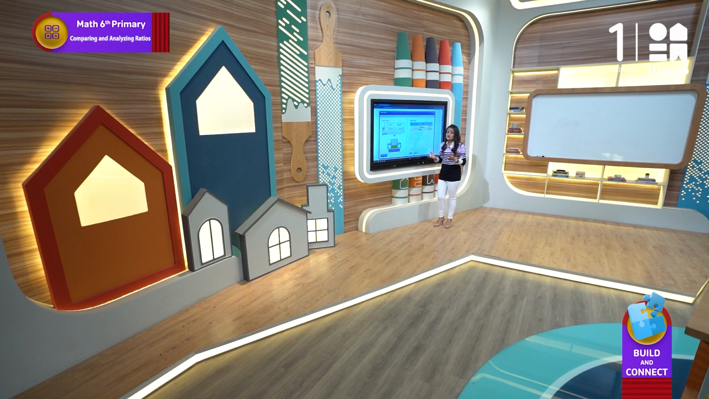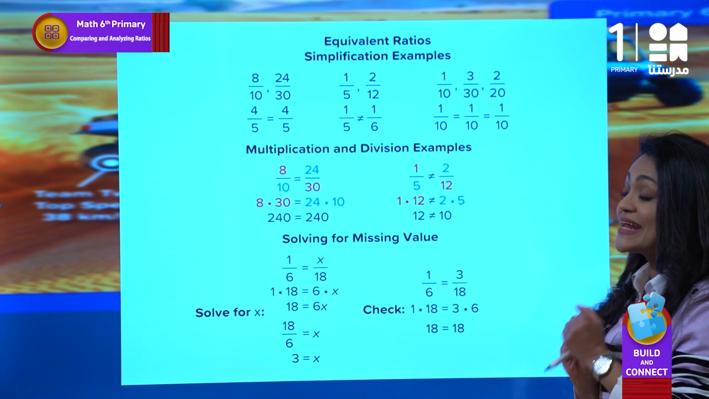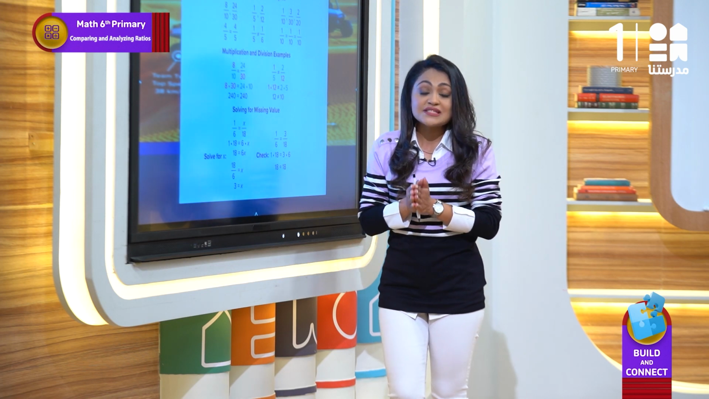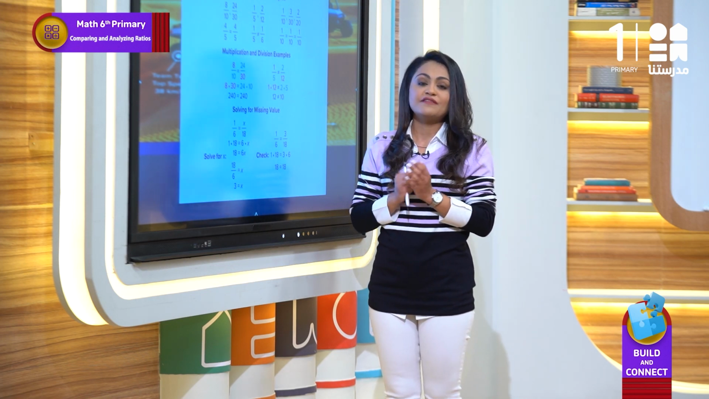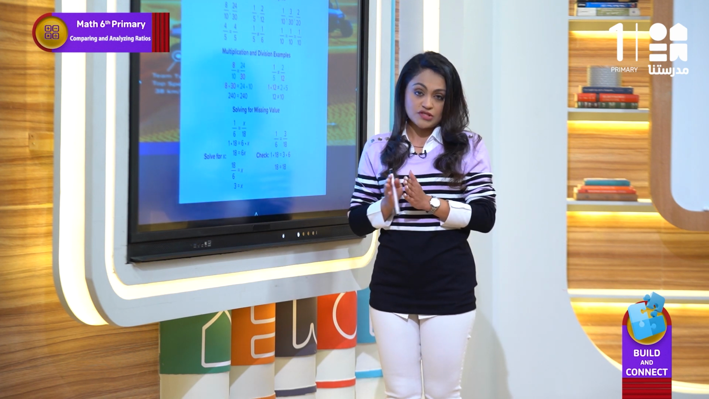We can also use a new method we call cross multiplication. Let's see, go back here. Okay. We can use, as we said, cross multiplication to make sure that the ratios are equivalent. We also use this method to find the value of unknown equivalent ratios.